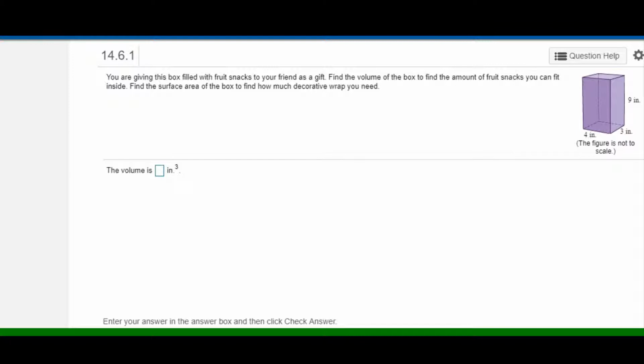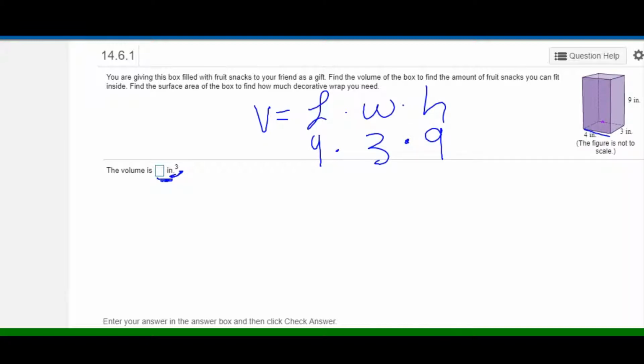So the first thing we want to do for this question is find the volume. So volume means how many cubic units you can pack inside of this figure. So I'm going to find the volume, which is a three-dimensional quantity. So volume is going to be equivalent to length times width times height. So I'm going to write my dimensions in: 4 by 3 by 9 inches.